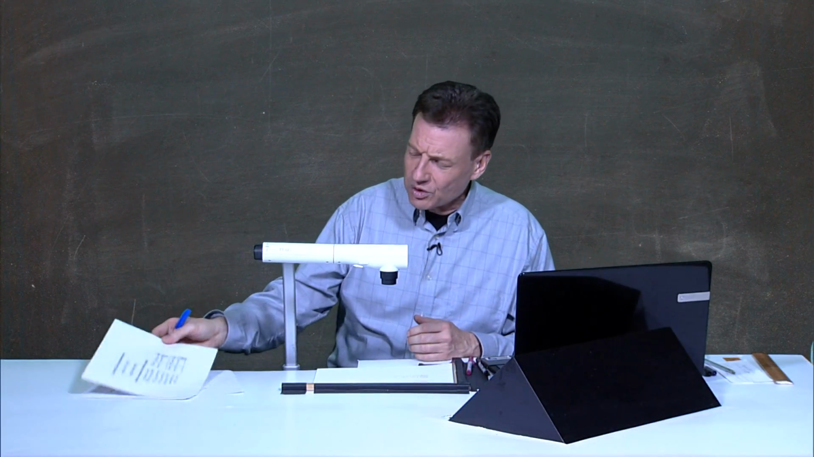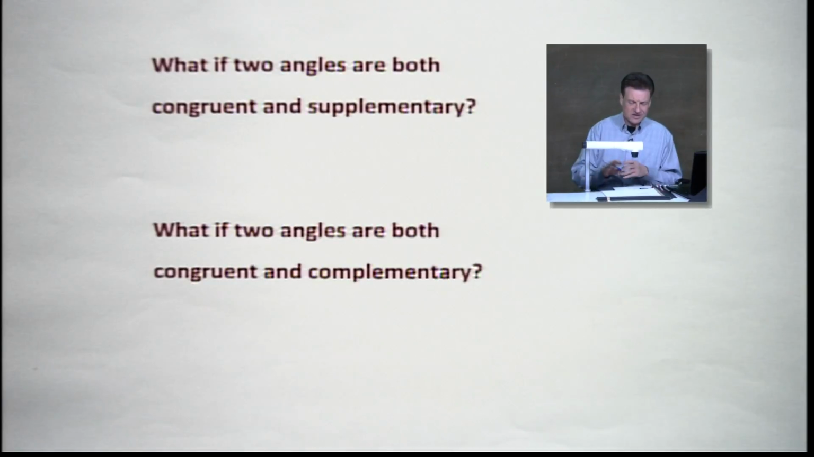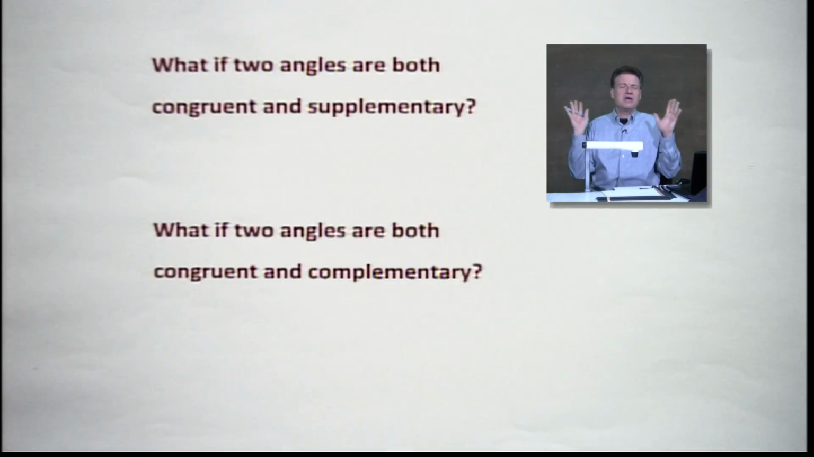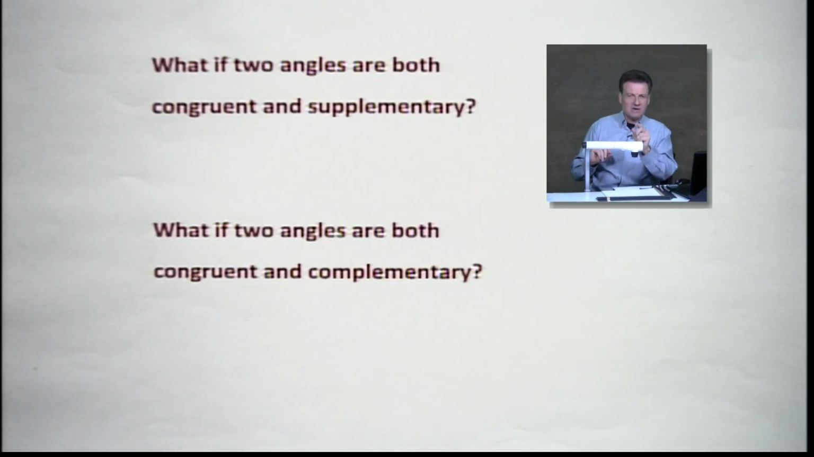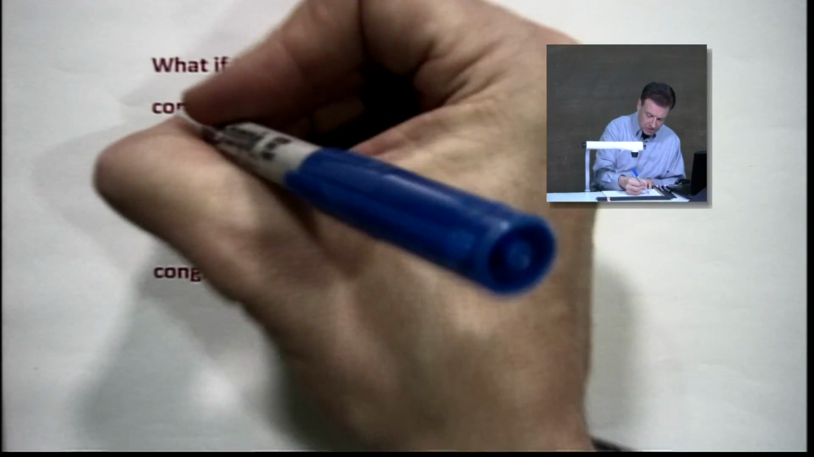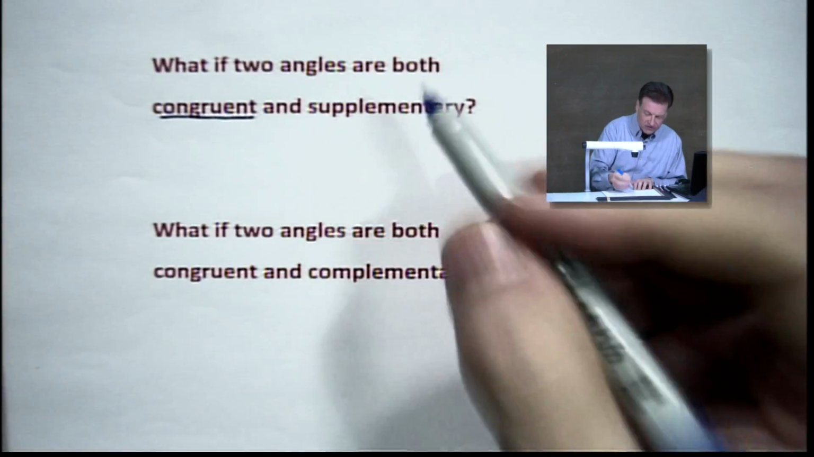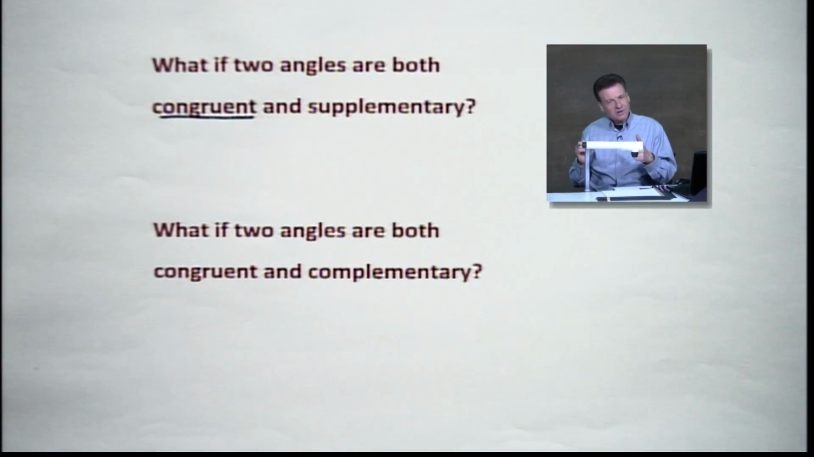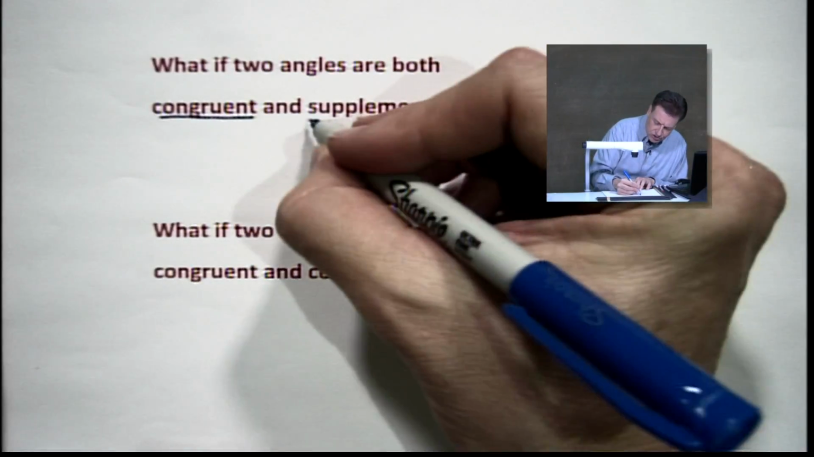All right, now I got a couple quick questions at you here. Let's take a look at this one here. It says, what if 2 angles are both congruent and supplementary? So that means we want 2 angles to have the same measure. That's what congruent means. And they're supplementary. That means they add up to what? 180.